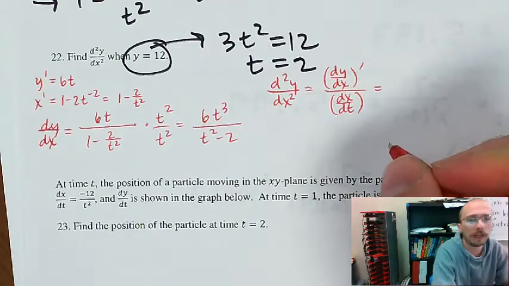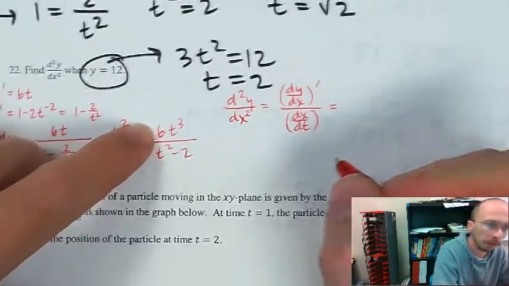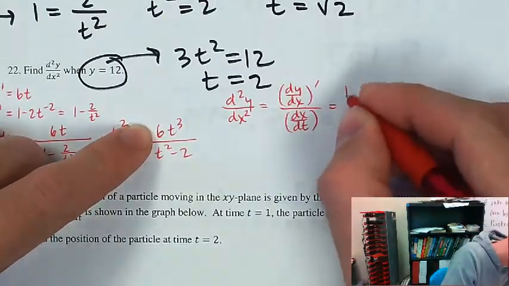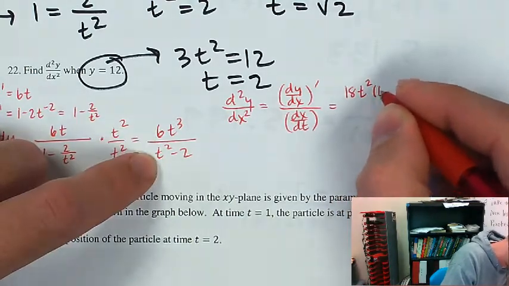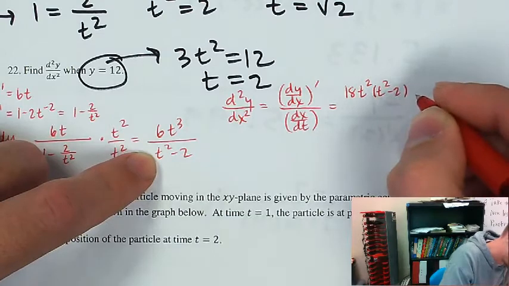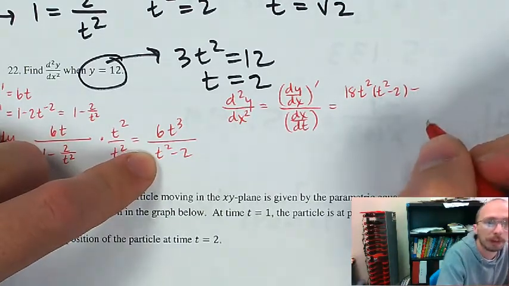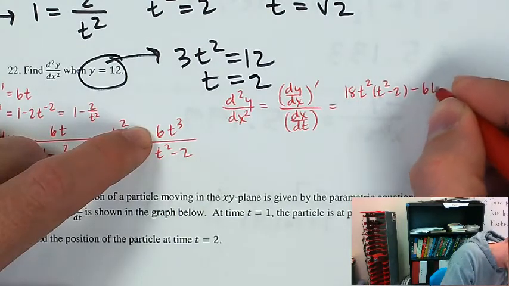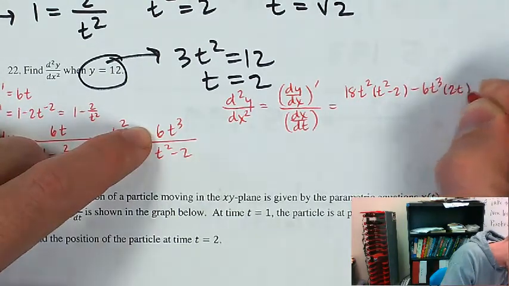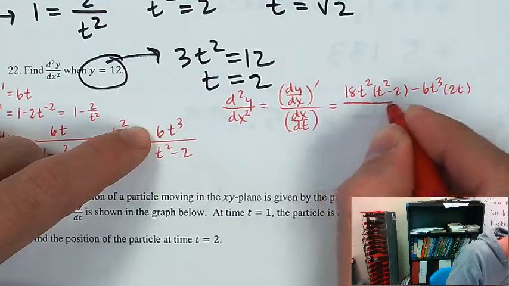The derivative of dy/dx, I'm going to use the quotient rule: bottom times the derivative of the top. The derivative of the top is 18t squared. Bottom times the derivative of the top, so t squared minus 2, minus the top times the derivative of the bottom, which would be 6t cubed times 2t, divided by the bottom squared.